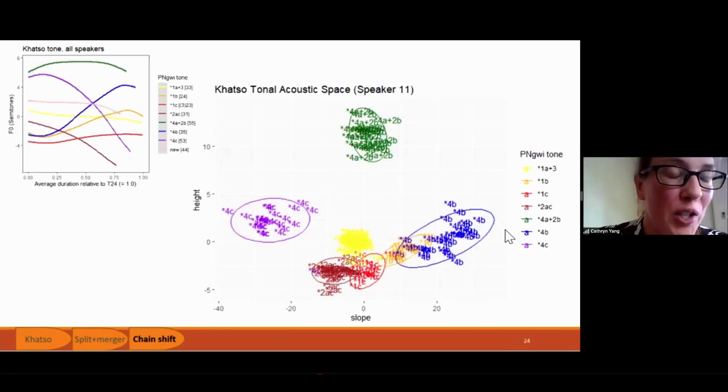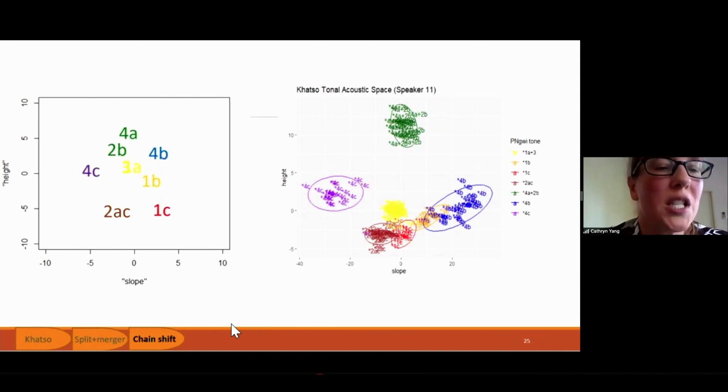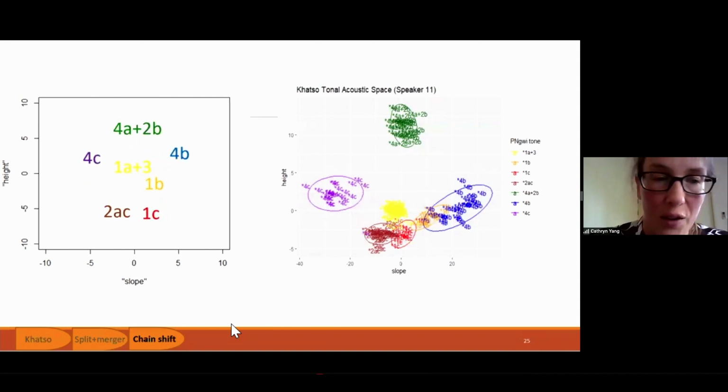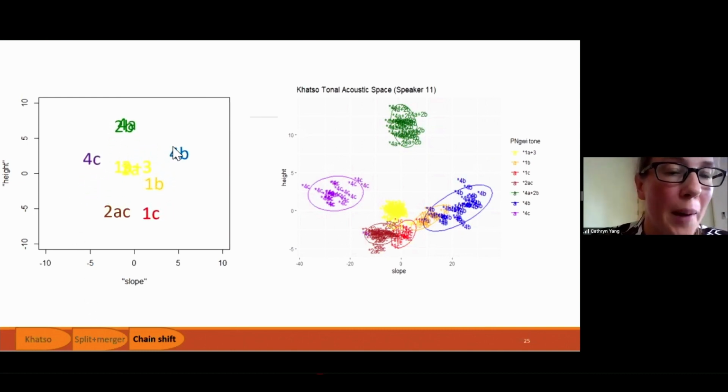Now that we've looked at shallow time depth changes in Bangkok Thai and Lalo, we're ready to reconstruct how the Khatso tone change shift has occurred. And unsurprisingly, we reconstruct it as a clockwise change shift. Here is the tonal acoustic space of Khatso with pitch height on the y-axis and pitch slope on the x-axis. This animation depicts the tone change shift in Khatso as a clockwise shift. I know it looks complicated, but it's really just a slightly more elaborate version of what happened in Lalo, with 4B moving up and to the right, 1B and C moving down and to the left, 4C moving up.